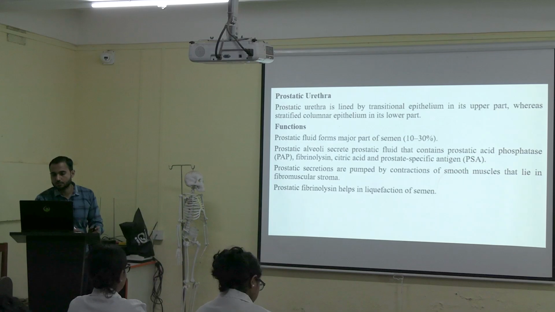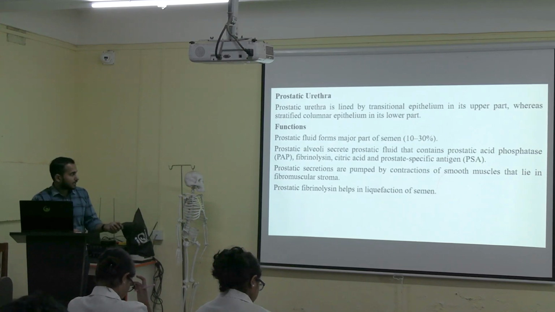Now, what is present in the prostatic fluid? As you can see, acid phosphatase, fibrinolysin, citric acid, and prostate specific antigen are all present in the fluid. The secretions are pumped out by the contraction of the smooth muscle that lies in the fibromuscular stroma, and the fibrinolysins help in the liquefaction of the semen.